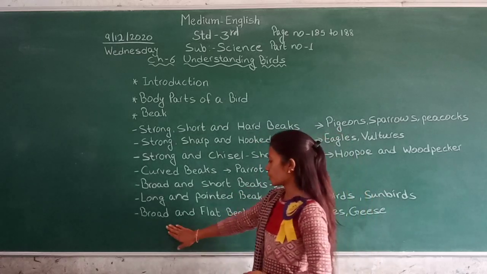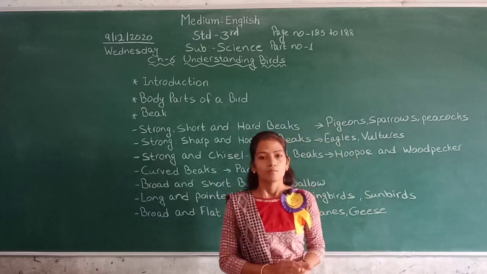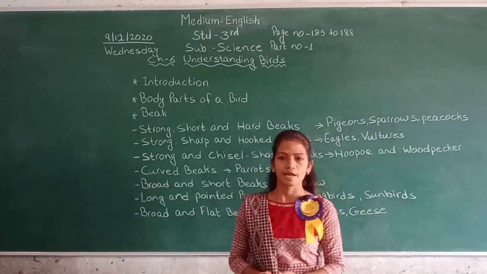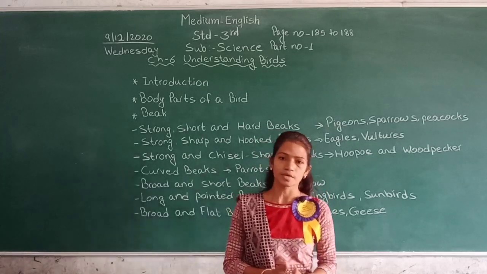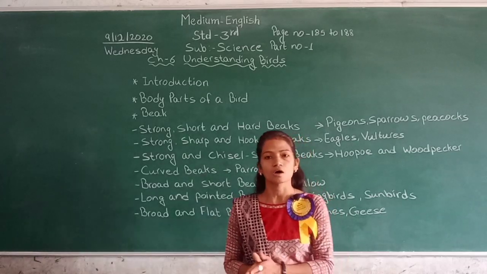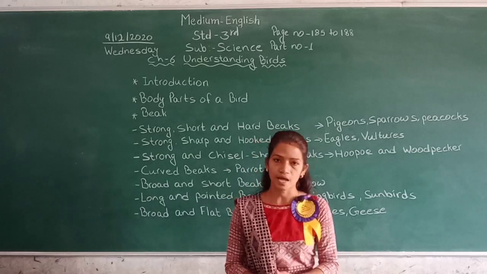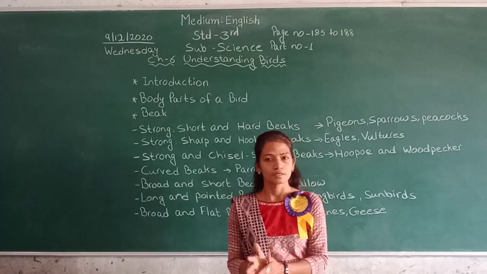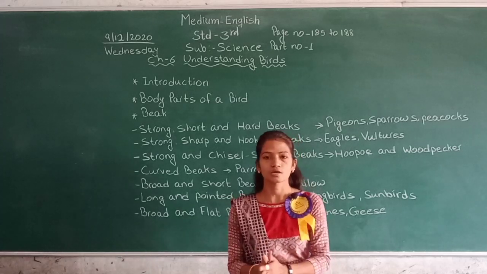Now, broad and flat beaks. So birds like ducks, cranes and geese have broad and flat beaks with holes on the side. They have broad and flat beaks with two holes on them.